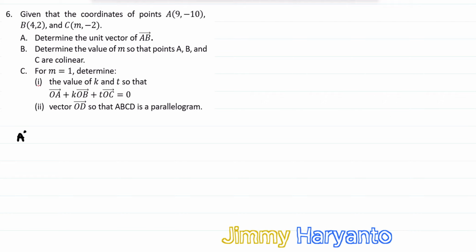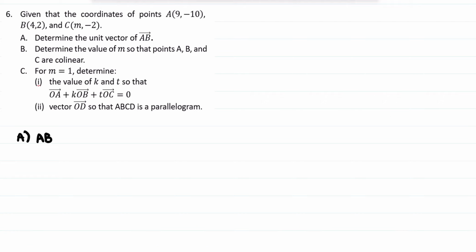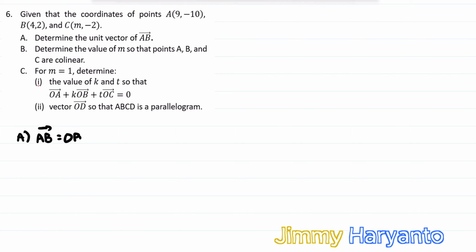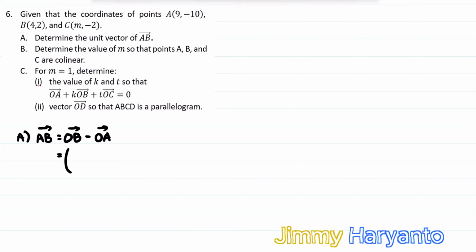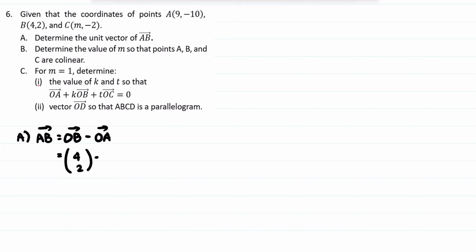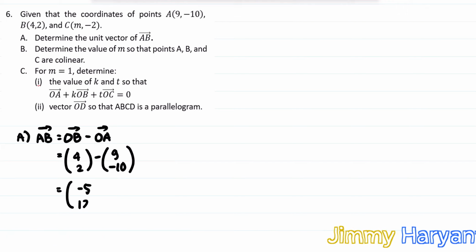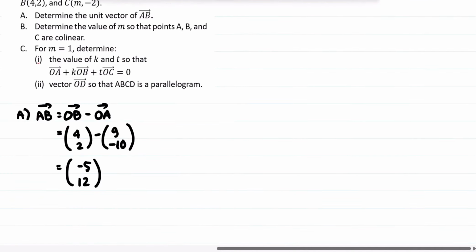Then question 6: given points A, B, and C, determine the unit vector of AB. That means we have to find the vector AB first. AB equals OB minus OA. That means (4, 2) minus (9, -10), so you have (-5, 12). This is the vector AB.